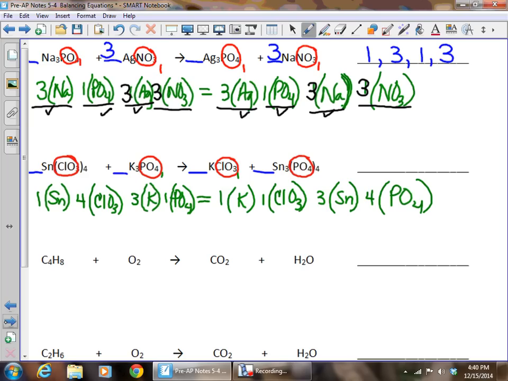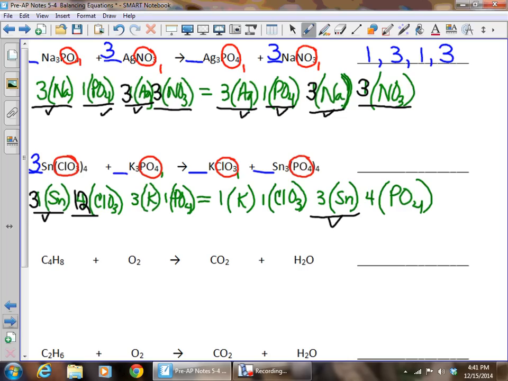So starting left to right, I've got 1 tin here. I've got 3 tins over here. So how can I fix that? I'm going to put a 3 in front of this tin. Now make sure you change everything that got changed when I did that. It changed it to 3 tins. What did it change the chlorates to? 12. Changed it to 12 chlorates. So looks like my tins are good now, but my chlorates are not.